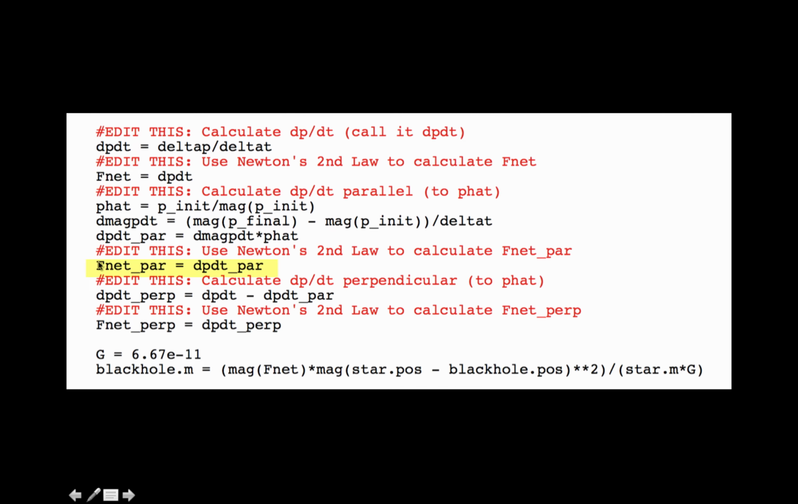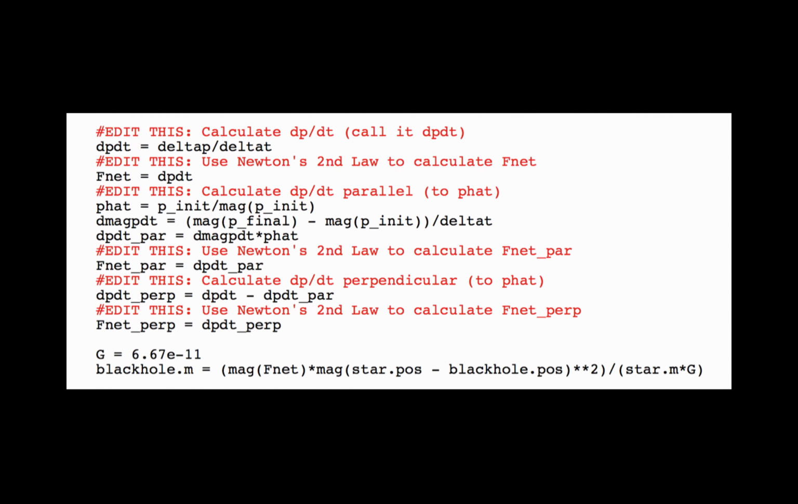Here we get the fact that Fnet parallel equals dp/dt parallel. Then finding dp/dt perpendicular is simply dp/dt minus dp/dt parallel, because dp/dt parallel and dp/dt perpendicular summed together equals dp/dt. Then Fnet perpendicular will equal dp/dt perpendicular, as you can see here.